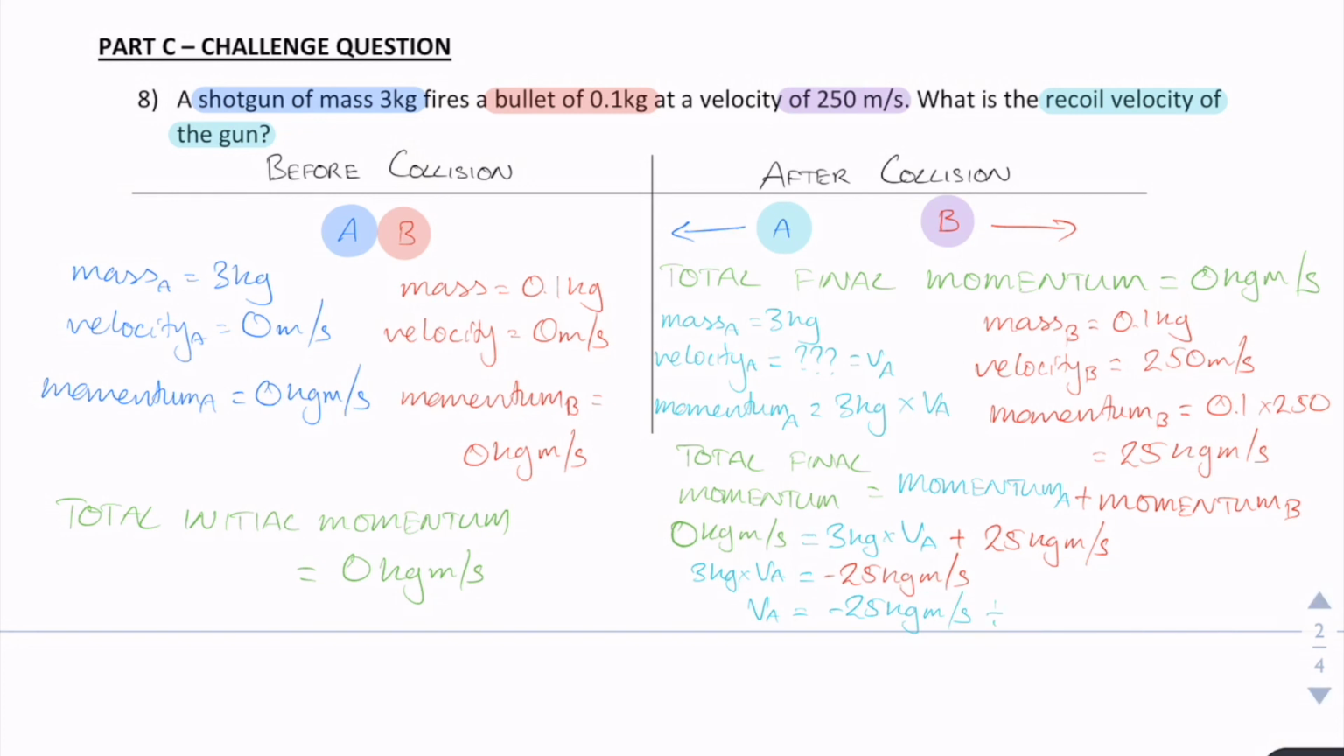And our final answer of velocity of A is equal to minus 25 kilogram meters per second divided by 3. So let's draw a little box here to make it clear. The velocity of A is equal to minus 25 divided by 3, which is equal to minus 8.33 meters per second. And that's our final answer.